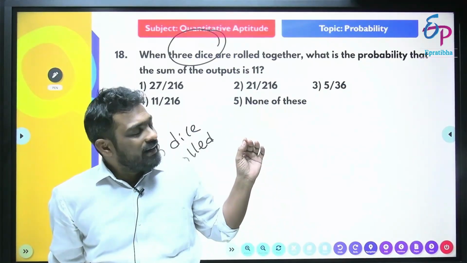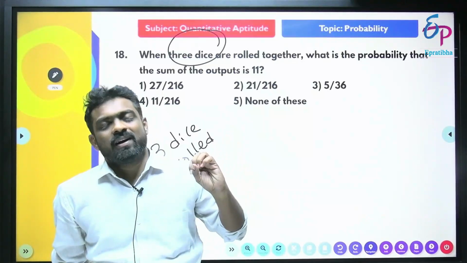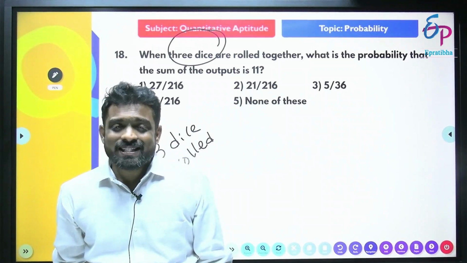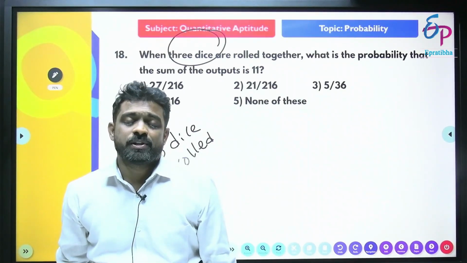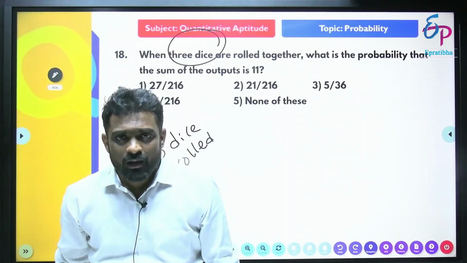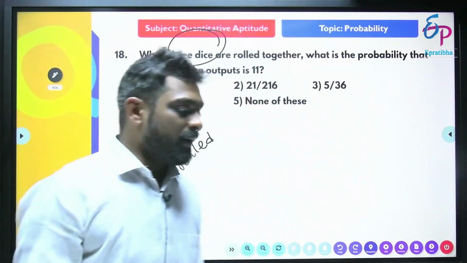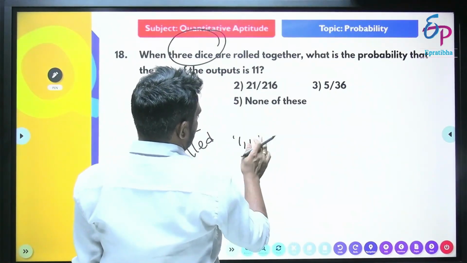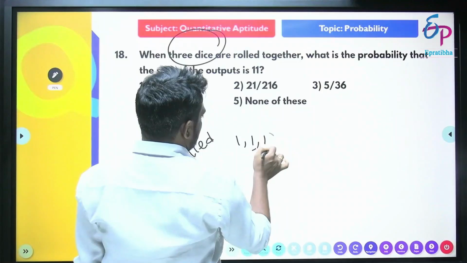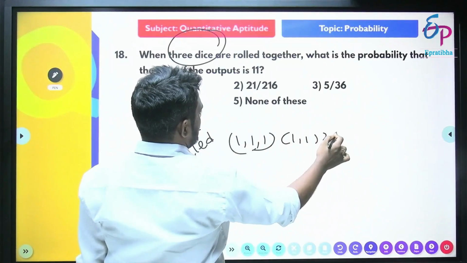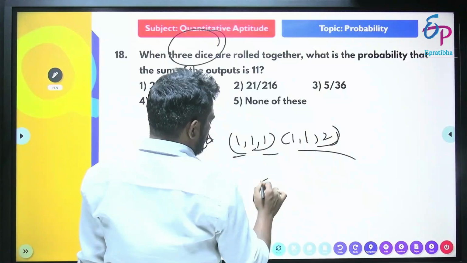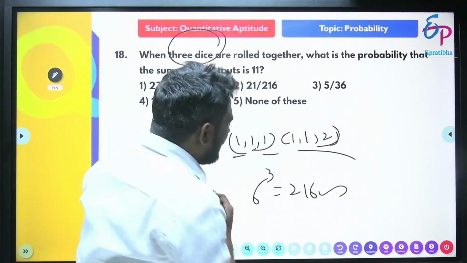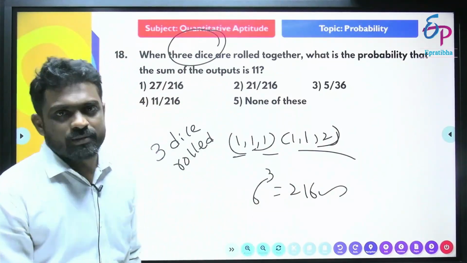If we keep on writing 216 outcomes, is it possible to write all 216 outcomes? How much time would it take to write 216 outcomes? It would take a lot of time, right? First die 1, second die 1, third die 1. First die 1, second die 1, third die 2. In this way, writing 6 cube, 216 outcomes, is quite impossible.